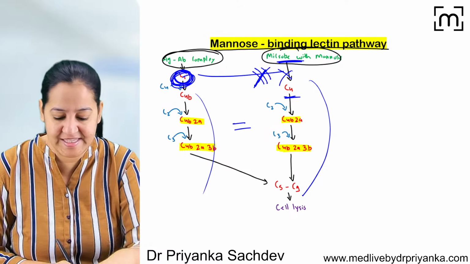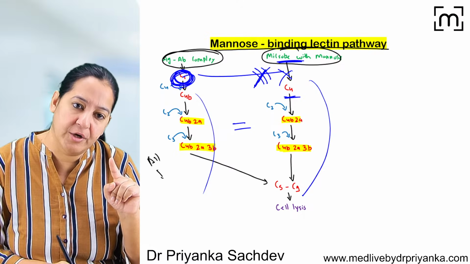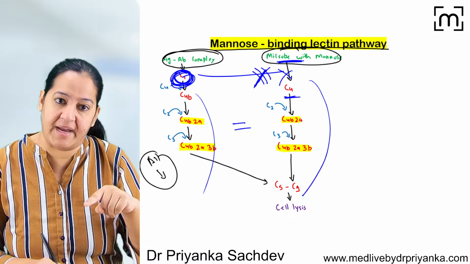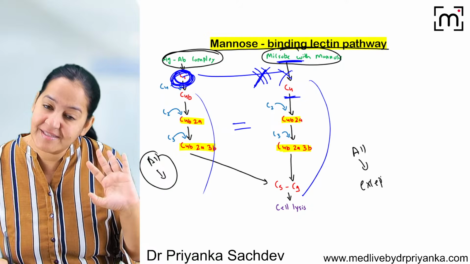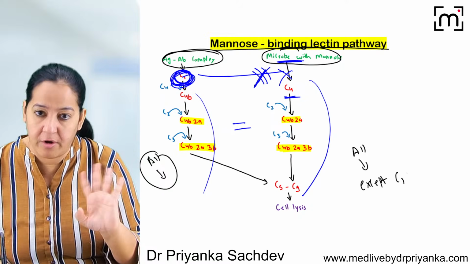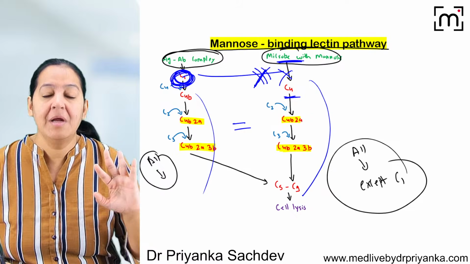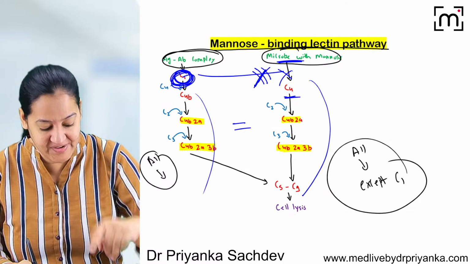So here if you see, the level of all is reduced. All 9 are involved, C1 to C9. Here the level of all is reduced except C1. Here C1 is normal in the blood. C1 is not involved. In mannose binding, C1 is not involved, because the bacteria directly activates C4.